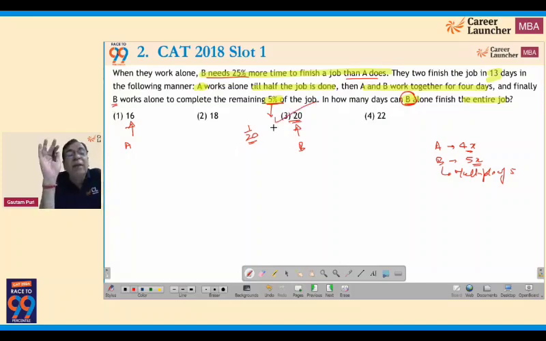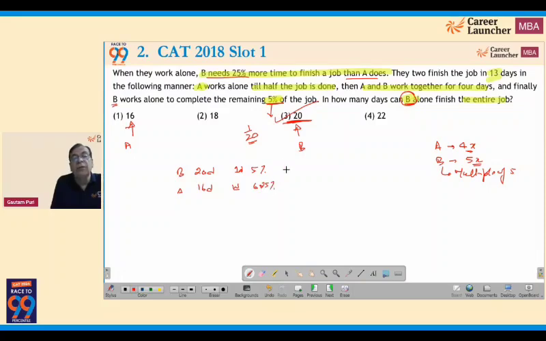But I know some of you will not be very confident, so why don't you verify? Let me assume, I am verifying this choice now. If B does the job in 20 days, that means in 1 day B will do 5% of the job. If A does the job in 16 days, that means in 1 day A will do 1 by 16 or 6.25% of the work. Okay.